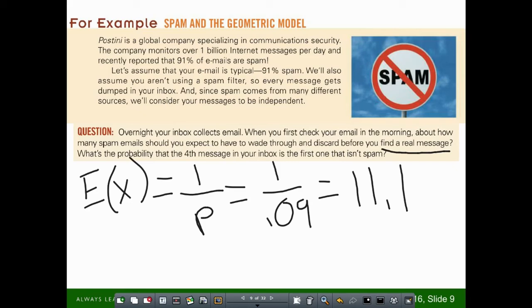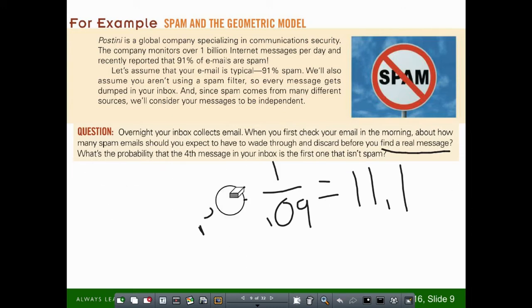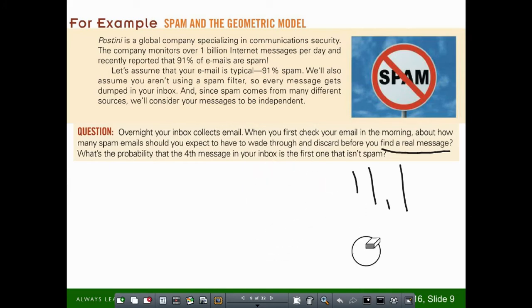All right. What if I said I didn't want to wait for 11 whole emails? Okay. Then in that case, I would be answering our second one. That is, what's the probability that I could do it in 4? Just 4. All right. So again, we go back to what our formula was.